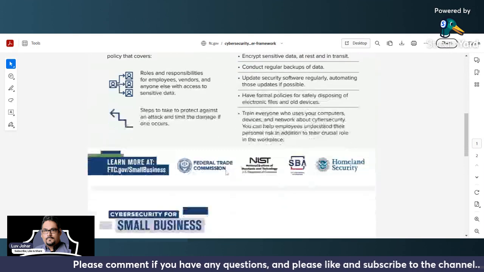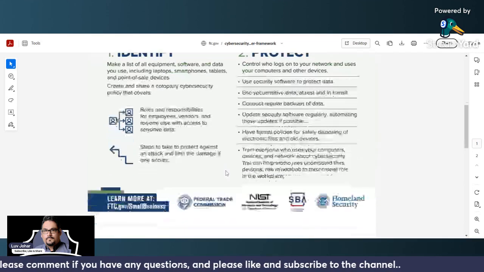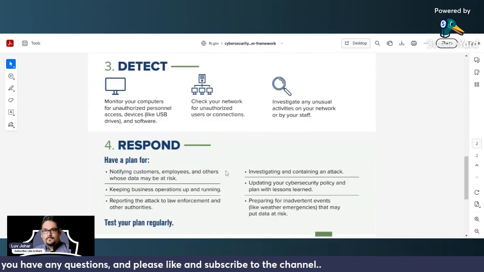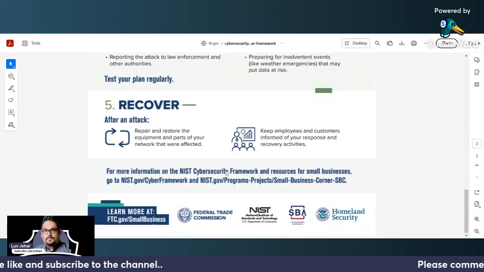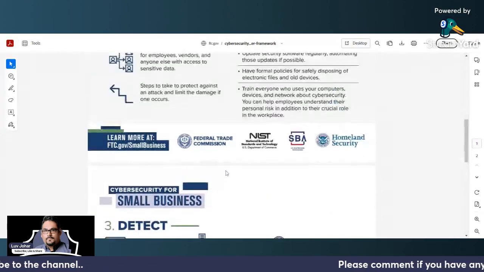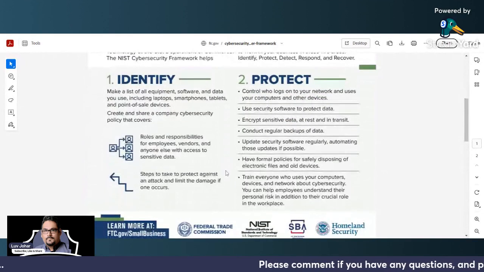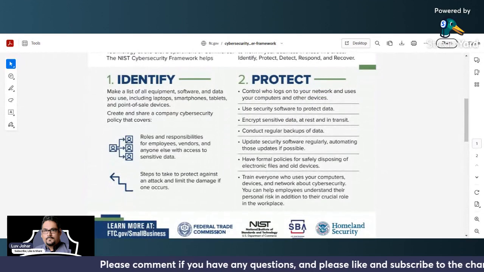So it has some steps. The first step is identify, the second step is protect, the third step is detect, the fourth step is respond, and the fifth step is recover. And you have to implement this in this step by step manner only, okay? And it is very important that you understand this properly.